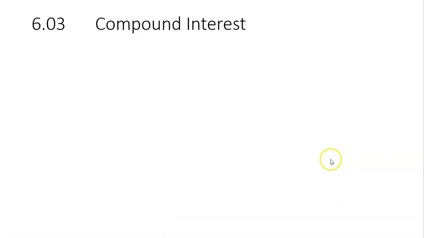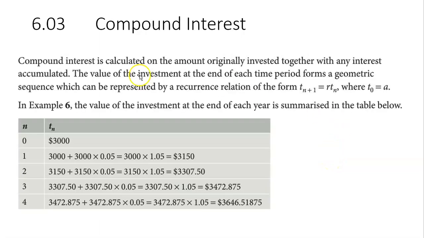Okay, so let's check over here. They say compound interest is calculated on the amount originally invested together with any interest accumulated. So the value of the investment at the end of each time period forms a geometric sequence, which can be represented by a recurrence relation of the form T(n+1) equals R times T(n), where T0 equals A. So basically from the previous example, you get every year's value by using the timeline method. Instead of putting it in a table, I give it to you in the timeline method over here. It's easier for you to see how I actually get the amount at the end of the 1st year, 2nd year, and 3rd year.